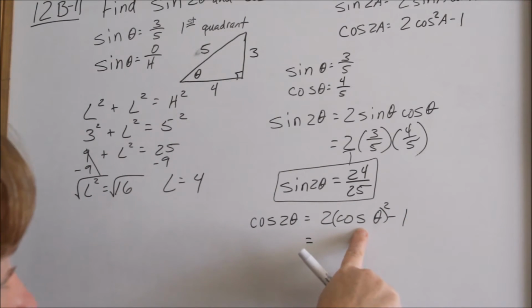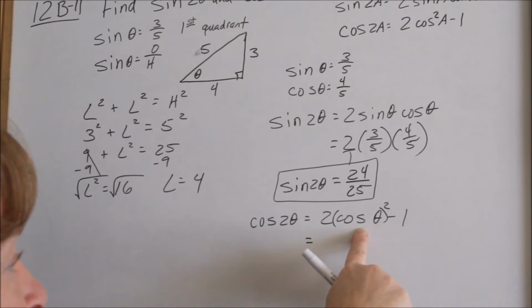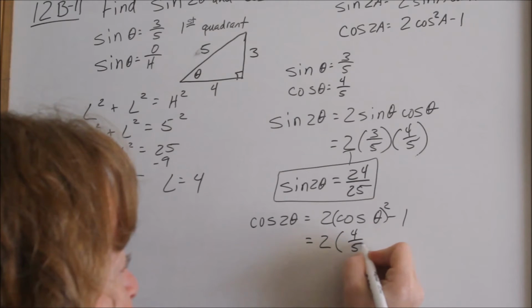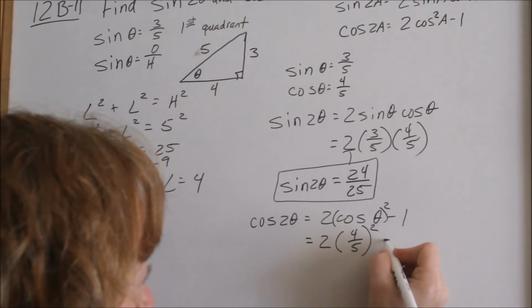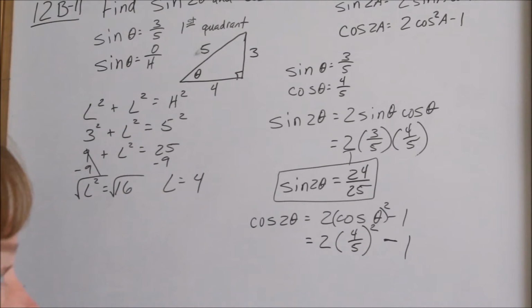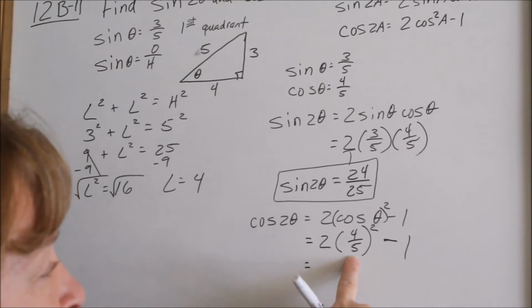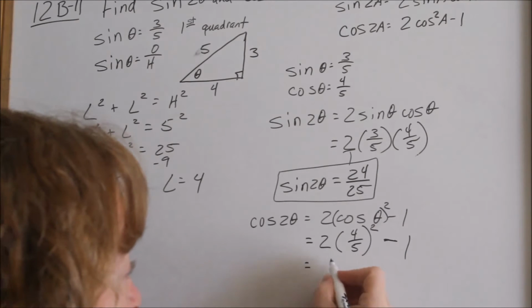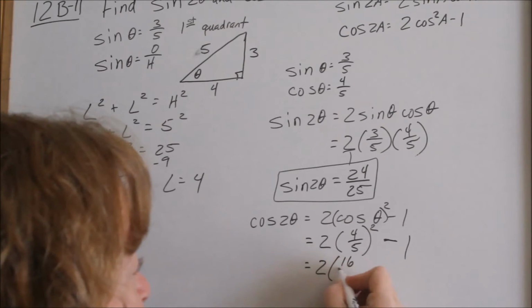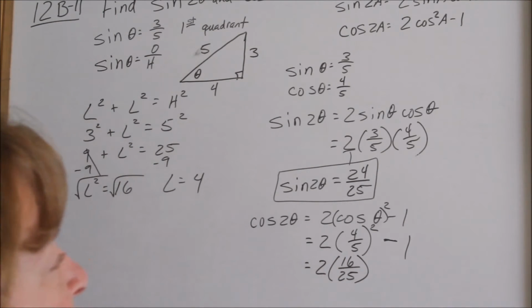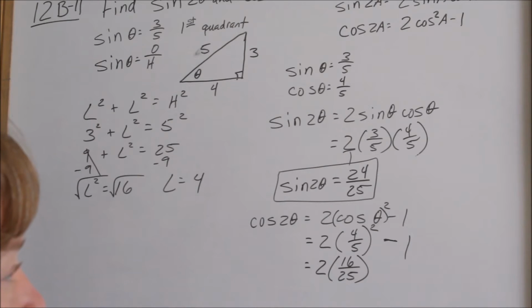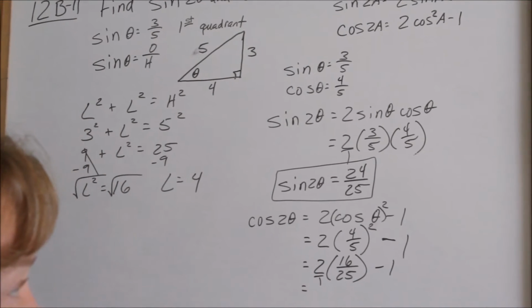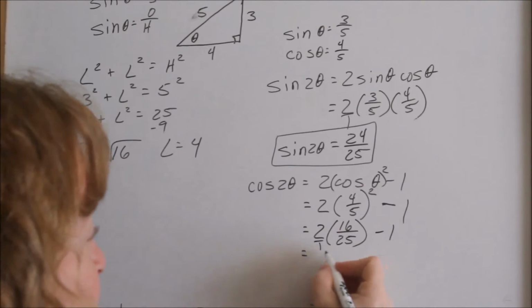Okay, well, we know what cosine theta is. We already did that one by drawing our triangle. So that was 2 times cosine theta, which was 4/5. We need to square that, minus 1. Do your order of operations. PEMDAS says we do exponents first. That's the same thing as saying 4/5 times 4/5. So that would be 2 times 16 over 25. 16 over 25 is 4/5 times 4/5. Minus 1. Make this into a fraction. Multiplying your fractions. 2 times 16.